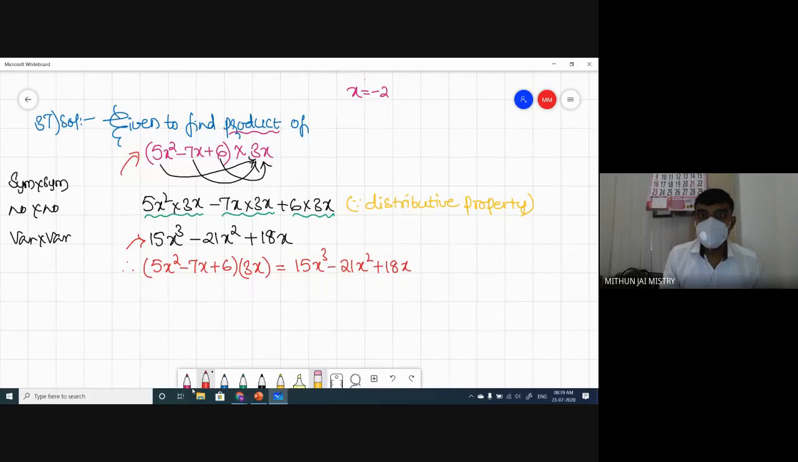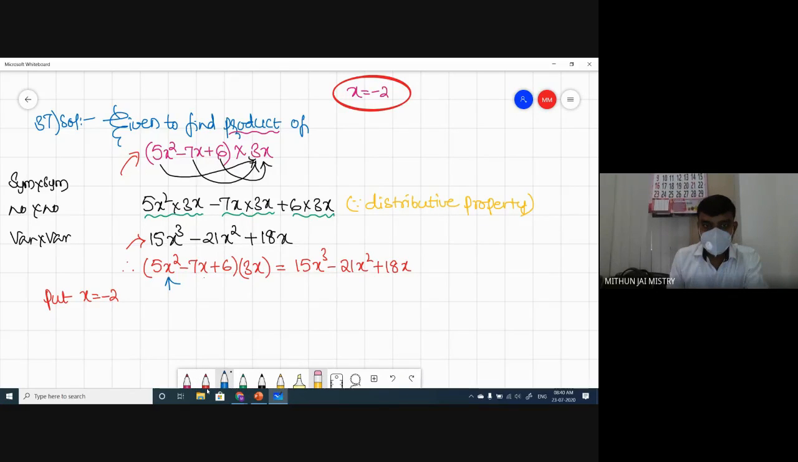The second work is we need to substitute x is equals to -2, and then we have to check whether it holds true or not. So like right here, put x is equals to -2. That is, now let us substitute x as -2. So wherever you see x, what you have to do, you have to substitute -2, not only in the LHS, but also in the RHS.